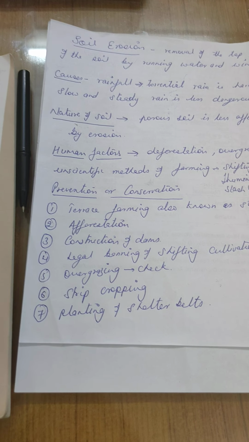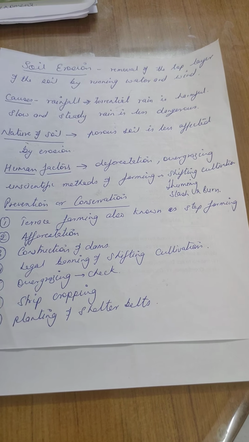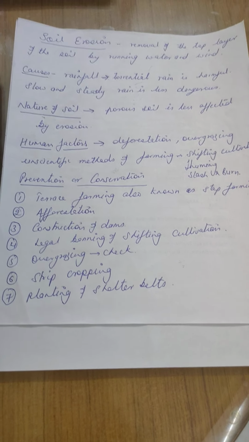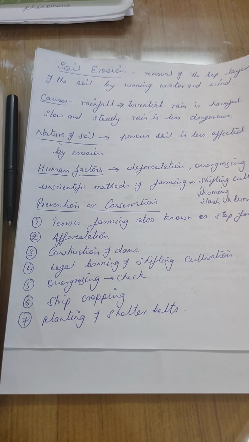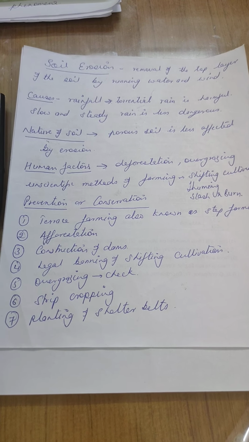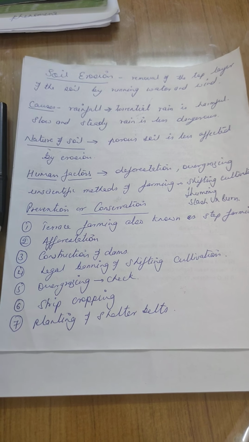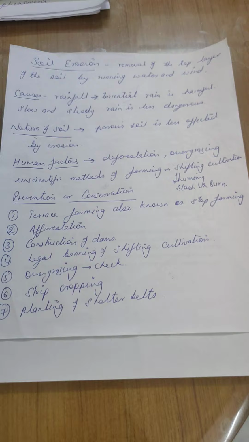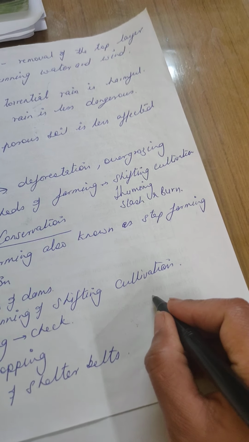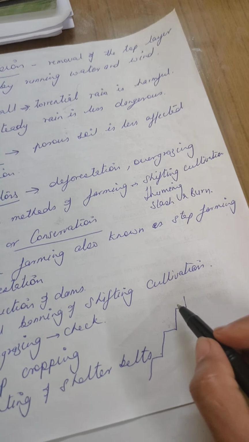Of course, the first one, which we have already studied many times, is terrace farming, which is also known as step farming. What does terrace farming or step farming mean? When we go down the mountain slopes, we see that the mountain has been cut into steps. And when these mountains are cut into steps, you cultivate on those steps. So this is how you cut down the steps.